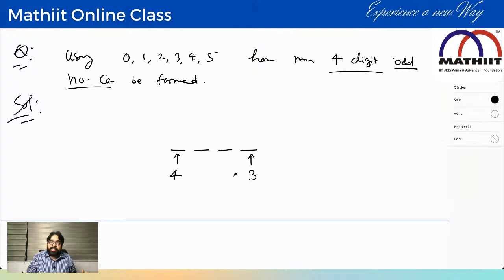Now both restricted places are filled. Now this place can be filled in 4 ways. This place can be filled in 3 ways. The total will be 4 into 4 into 3 into 3, 16 into 9, 144. Those who said that time they could not understand, please confirm. Is it clear? Am I clear now?